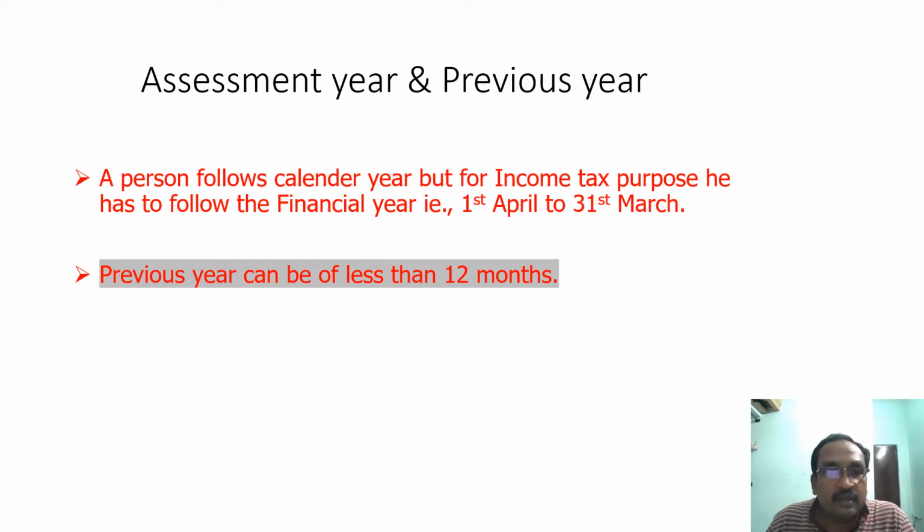Now the question comes: can a person follow the calendar year for income, but for income tax purposes follow the financial year? Yes, for his business and books of account he can follow the calendar year, but for filing income tax return for income tax purposes he can follow the financial year, April to March. Previous year can be less than 12 months.